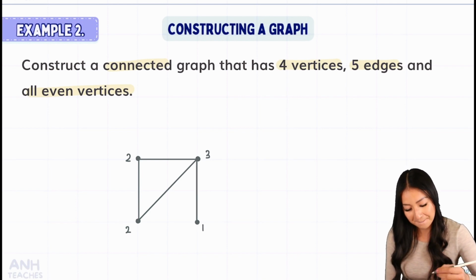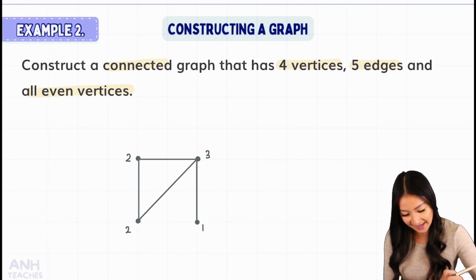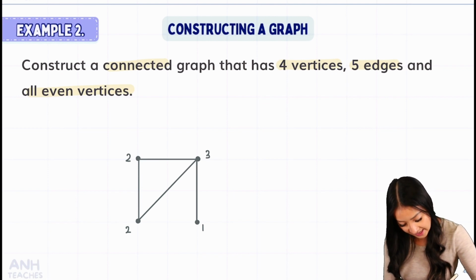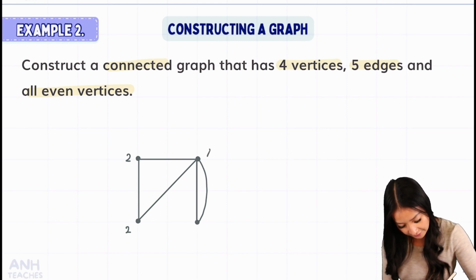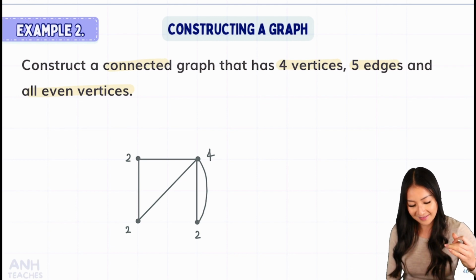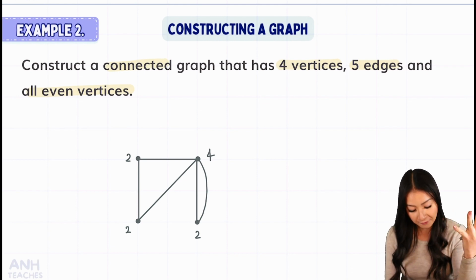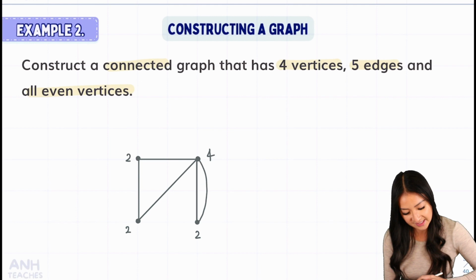So to make 3 and 1 even, I'm going to add an edge that connects them. And so now this vertex has a degree of 4, this vertex has a degree of 2, and that satisfies our conditions. 4 vertices, 5 edges, and all even vertices.